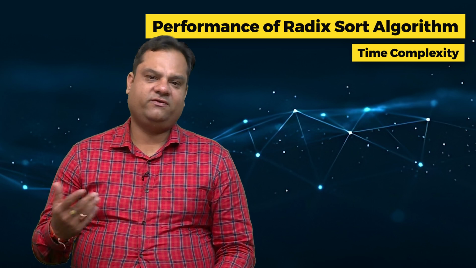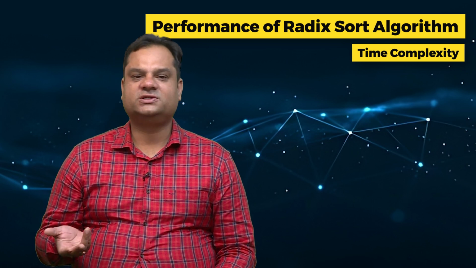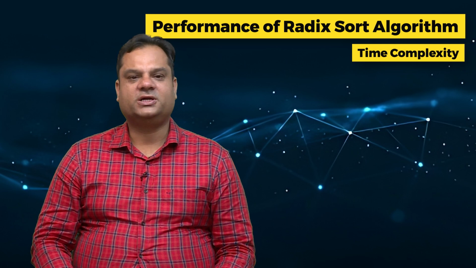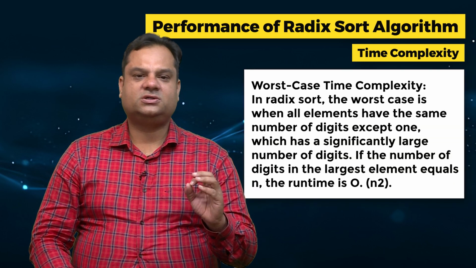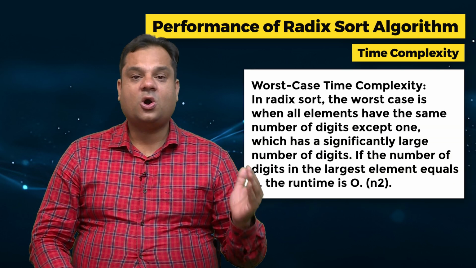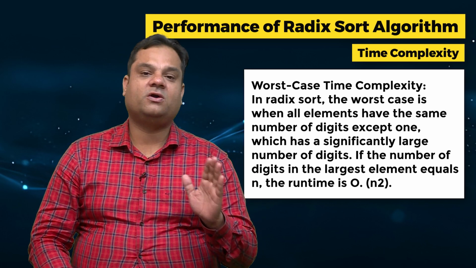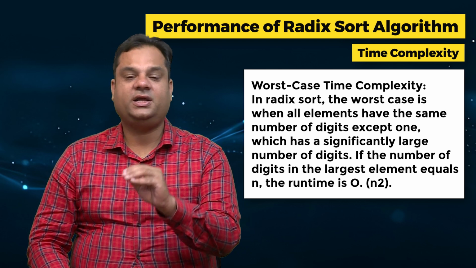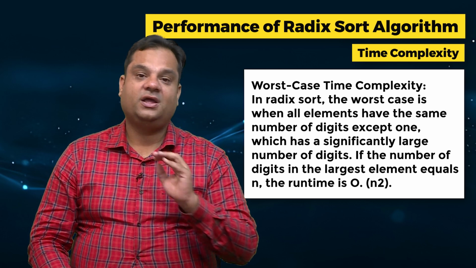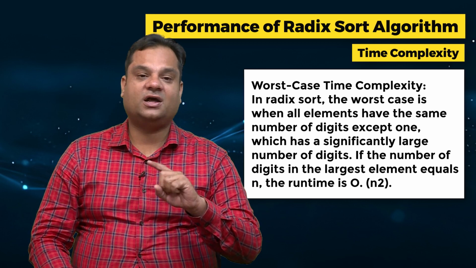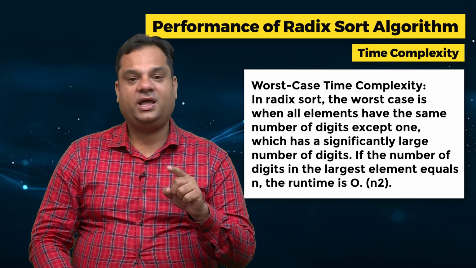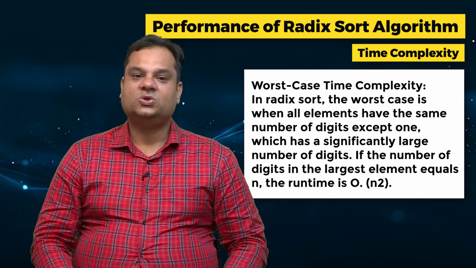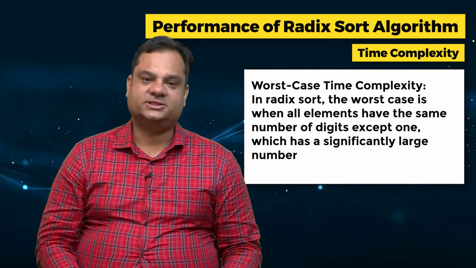Again, we have three cases in time complexity: the worst case, the best case, and the average case. First, talking about the worst case time complexity. In Radix sort, the worst case is when all elements have the same number of digits except one, which has a significantly large number of digits. If the number of digits in the largest element equals n, the run time is O of n square. So this is the worst case time complexity.